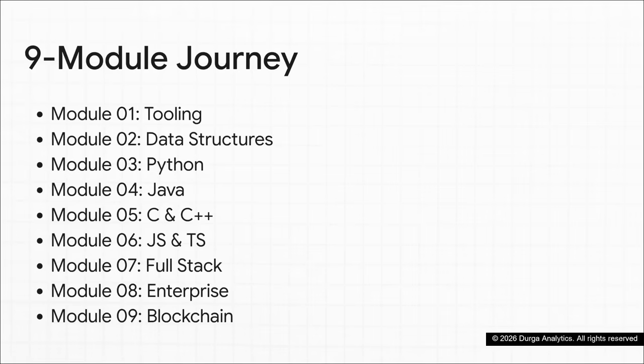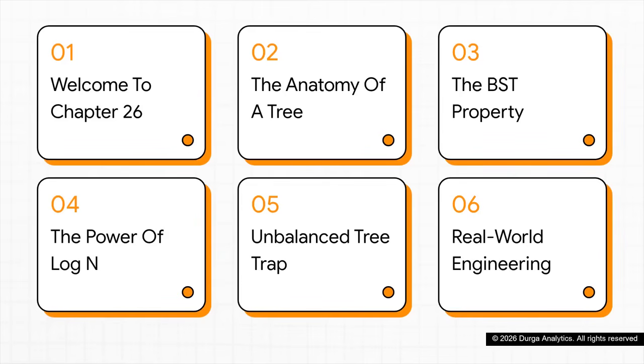Trust me, the concepts we covered today are going to follow you all the way through those advanced languages, straight into enterprise architecture and our blockchain specialization. All right, so here is our explainer roadmap for today. We're going to cover Welcome to Chapter 26, the anatomy of a tree, the binary search tree property, the power of log n, the unbalanced tree trap, and finally, real-world engineering and interviews.